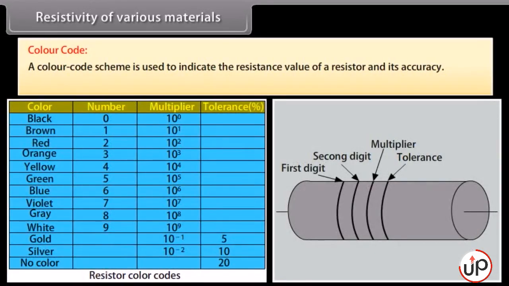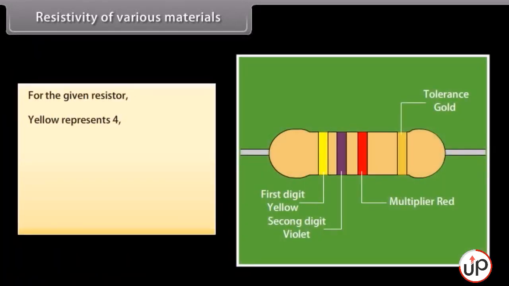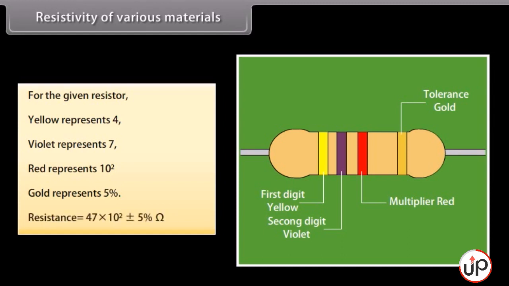A color code scheme is used to indicate the resistance value of a resistor and its accuracy. A set of colored stripes are drawn around the resistor with their significance. Let's take an example. For the given resistor, yellow represents 4, violet represents 7, red represents 10 raised to the power 2, and gold represents 5%. On combining the above data, the total resistance of the given resistor is 47 × 10^2 ohm with 5% tolerance.